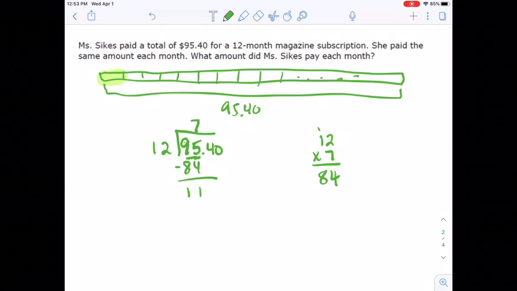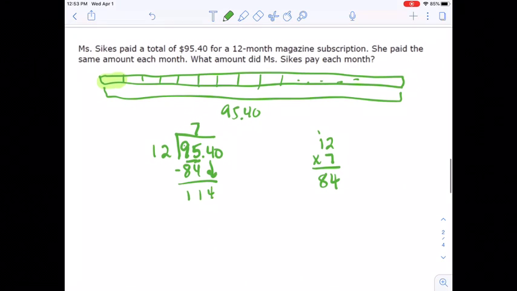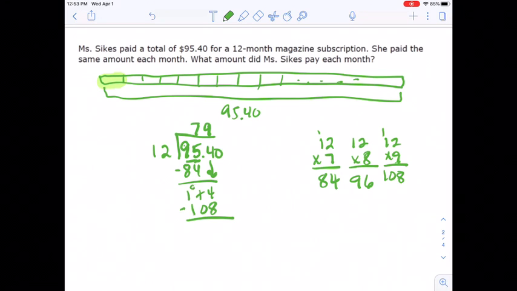So we're going to put our 7 here, subtract 84, 11, and bring down my 4. I already know, because I just solved it, that 12 times 8 is 96. That's probably not close enough. I should probably check 12 times 9 and see if I can get closer to 114 than 96. 9 times 2 is 18. 9 times 1 is 9, plus 1 is 10. 108 is close to 114 without going over. So I know this will be a 9.